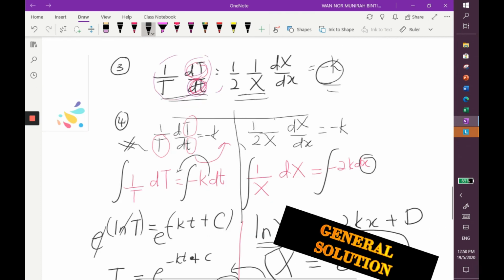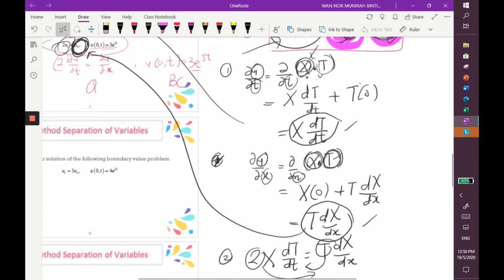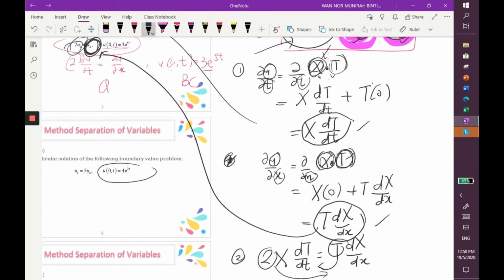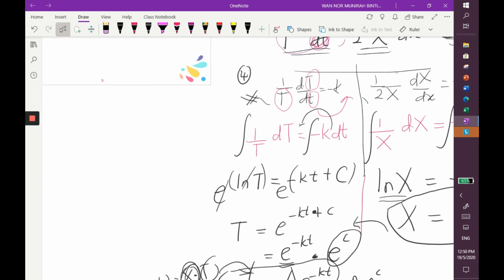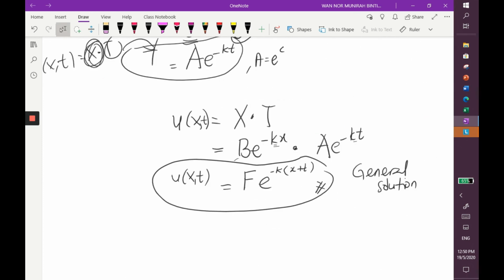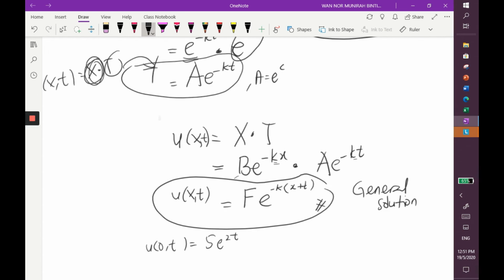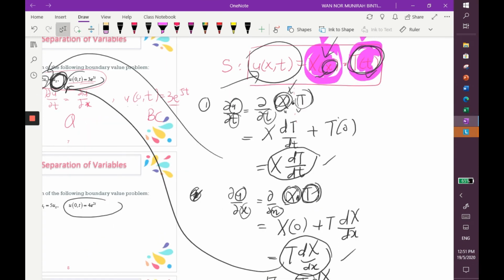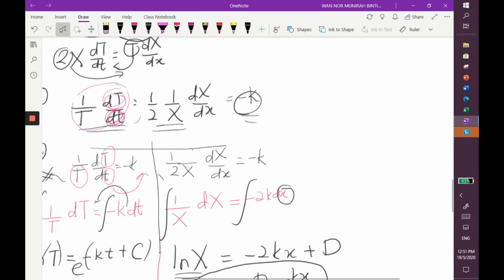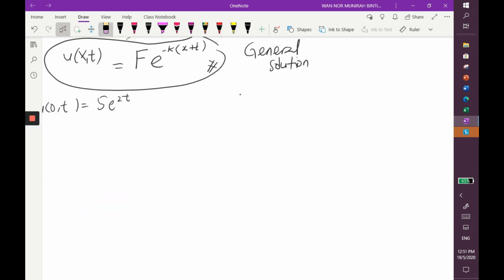Now, look at the question. The question gives you the boundary condition. u 0 t equals 3 e 5t. After you get the general solution, then only we substitute the boundary condition to get the particular solution. So you have u 0 t equals, what was it again? I just write 5 e 2t. Wait, you will get confused. It is 3 e 5t. I am getting old and forgot. 3 e 5t.